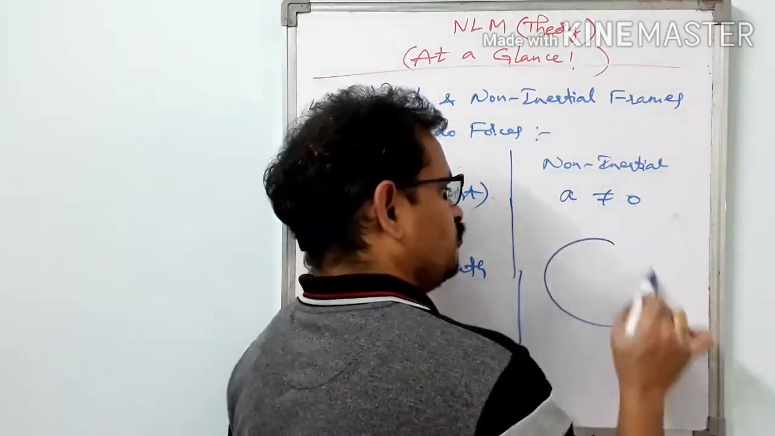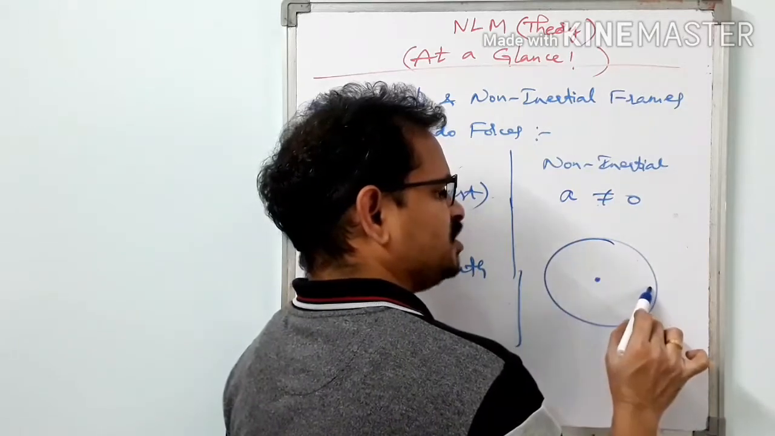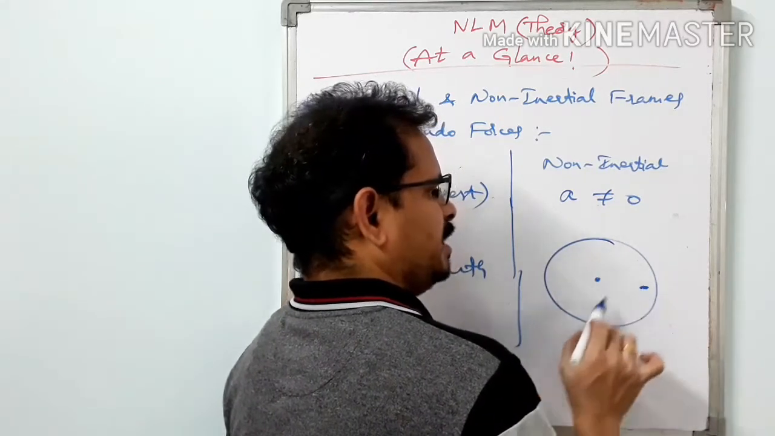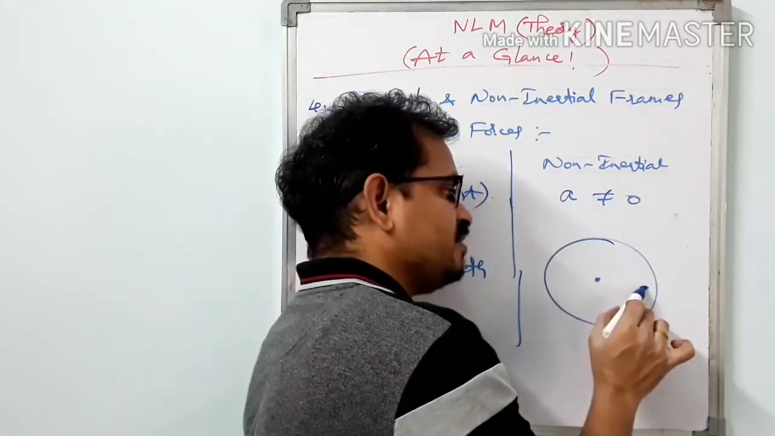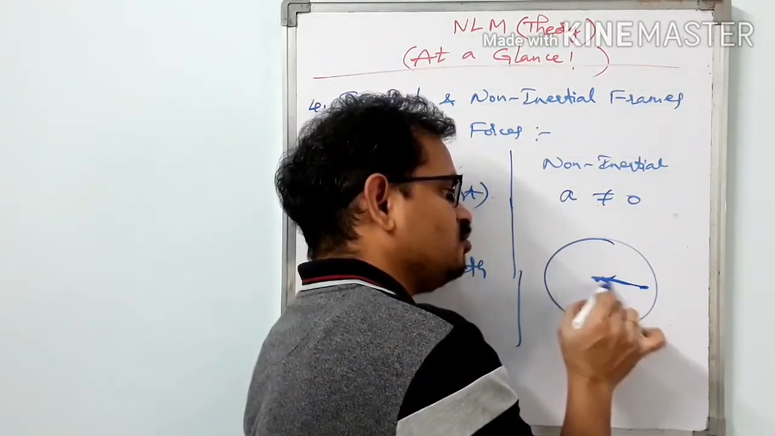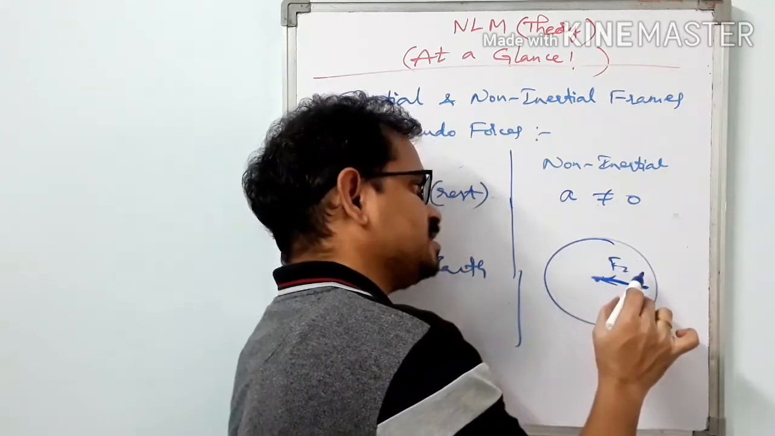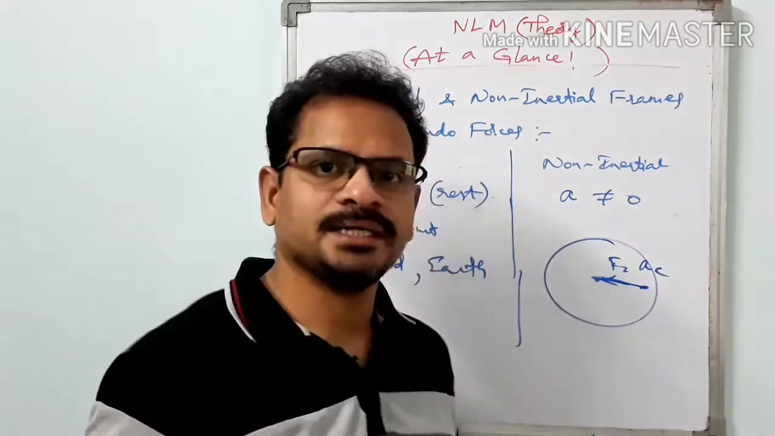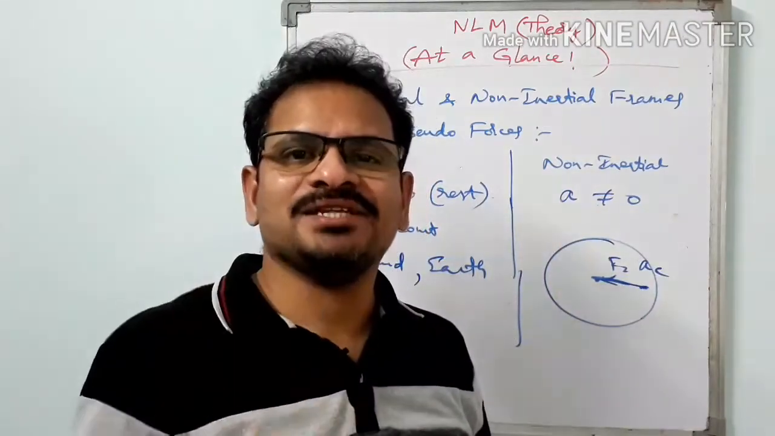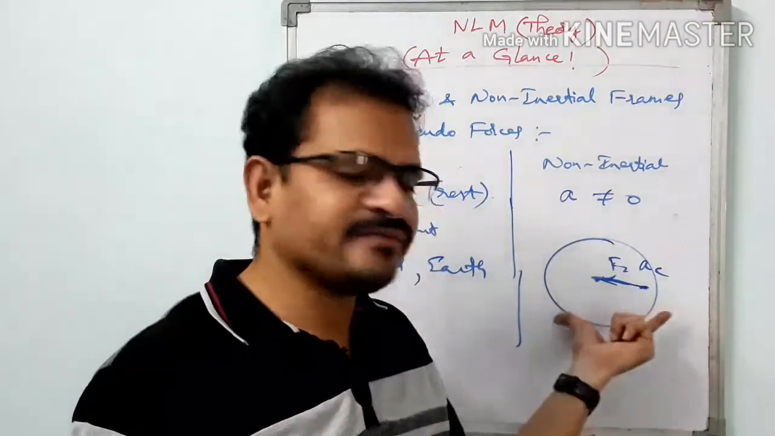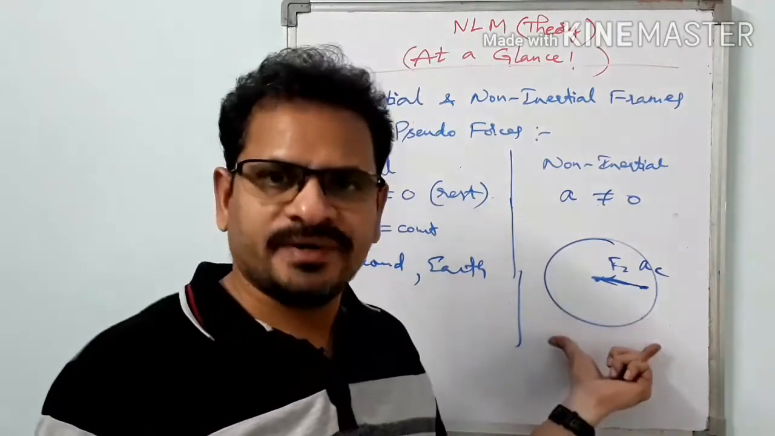And a turntable, for example: if a person is sitting on the turntable and observing any event. Since this turntable has a centripetal force towards its center, that is, it has centripetal acceleration towards its center, the person is sitting on a frame of reference which is accelerating. So this frame of reference will be a non-inertial frame of reference only.